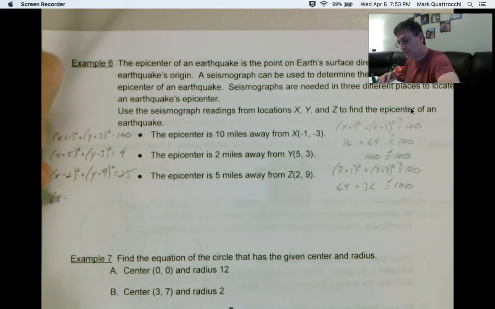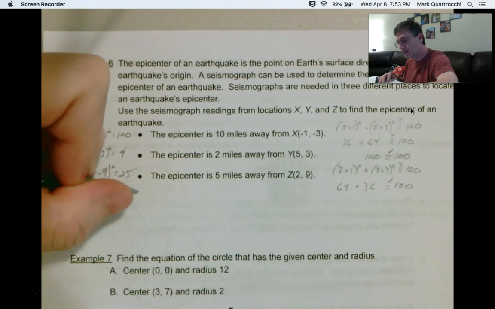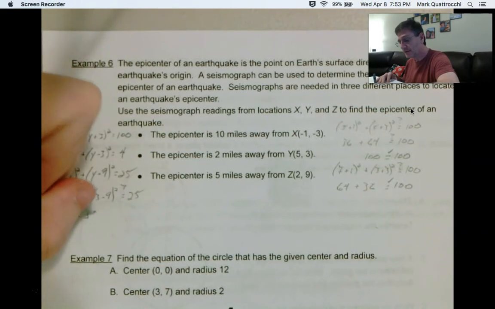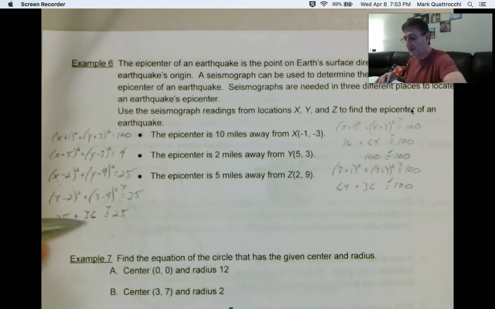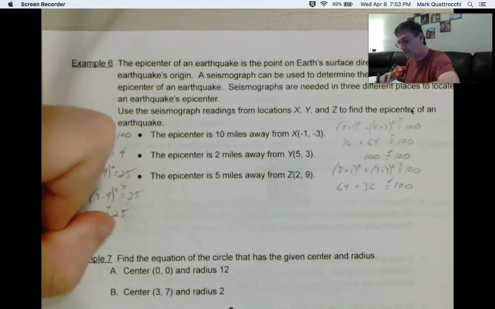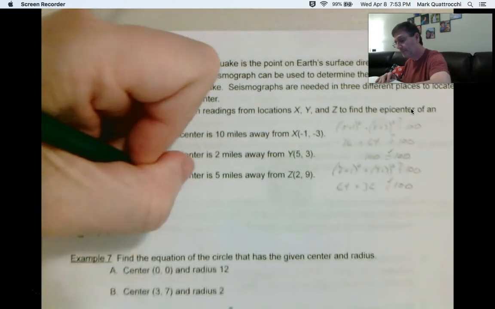7 minus 2 squared plus 3 minus 9 squared equals, question mark, 25. 7 minus 2 is 5, squared is 25, plus 3 minus 9 squared is negative 6, squared is 36, equals, question mark, 25. 25 plus 36 is 61, which does not equal 25. That point is not on the third circle, but is 5, 5?